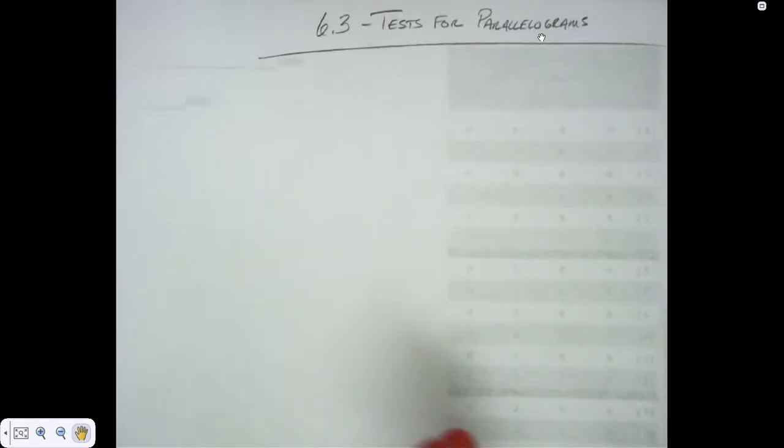The test is them sticking a swab, making you gag, touching the back of your throat, and then putting it in a culture and seeing if you have strep. Okay, that's a test to see if something is something. Well, tests for parallelograms are tests to see if something is a parallelogram. So that's what we're going to do today. We're going to give you some tests to say, okay, I can say that's a parallelogram. Okay?